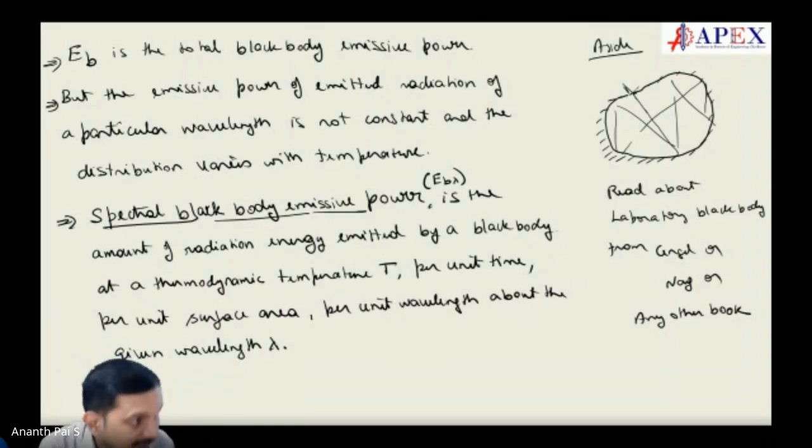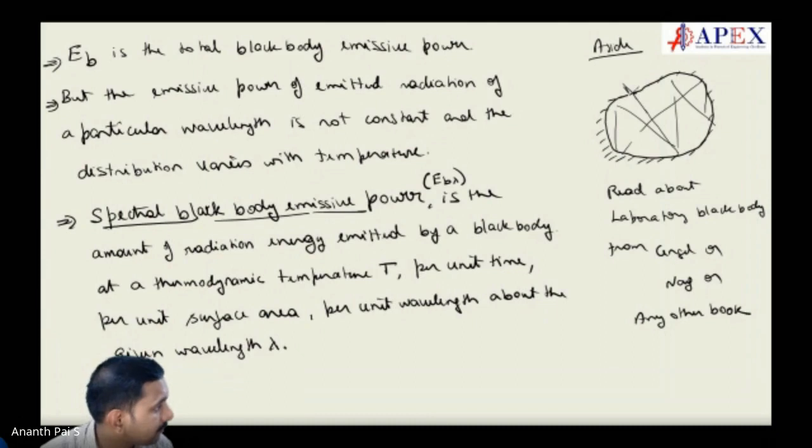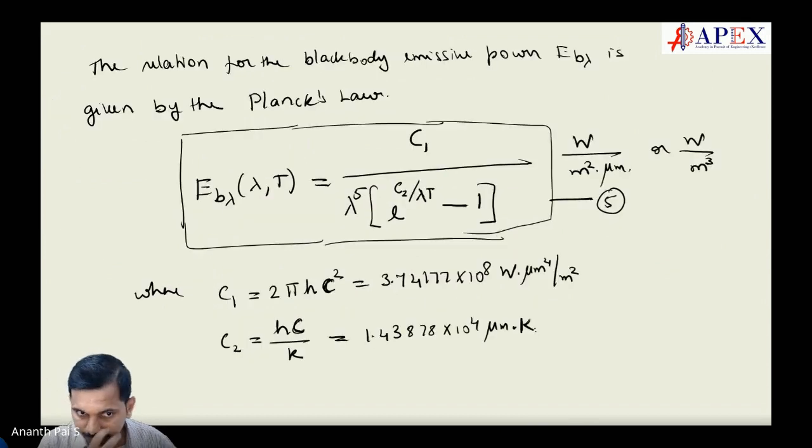That gives the spectral emissive power. If more green is there, then there is more spectral emissive power for the green light wavelength. How will you see what is the energy coming in per unit area of the green light divided by the wavelength of the green light? That gives the spectral emissive power. Make sense? Now, spectral emissive power is given by Planck's law, which we have seen in the morning.